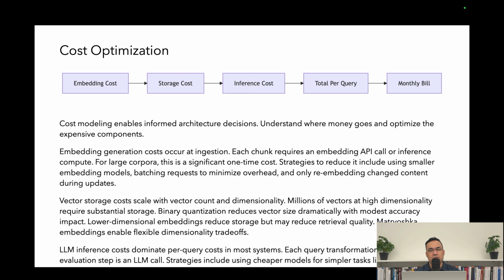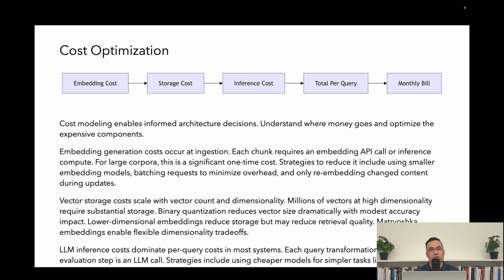LLM inference costs dominate the per query cost. Strategies include using cheaper models for simpler tasks, caching responses, reducing the context length, and generating shorter responses. Model routing reduces the cost. A classifier determines query complexity. Simple queries use cheaper models. Complex queries use more capable models.